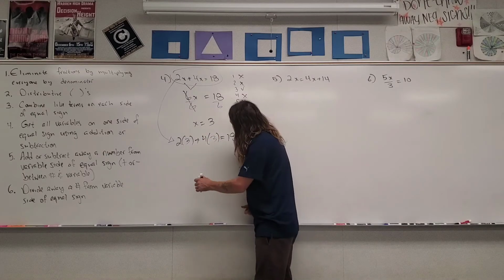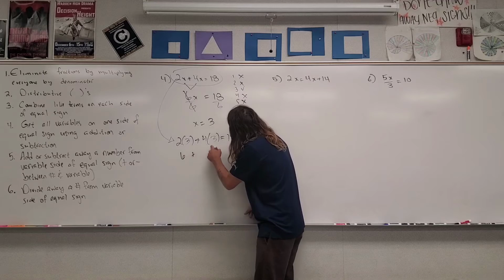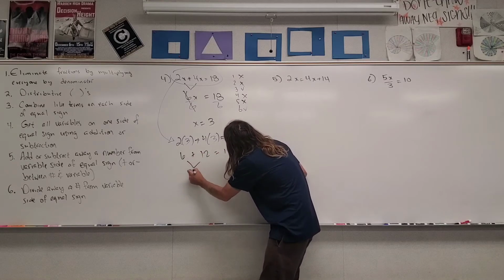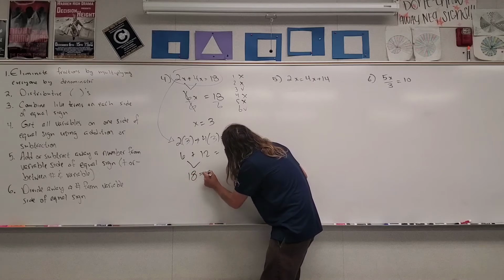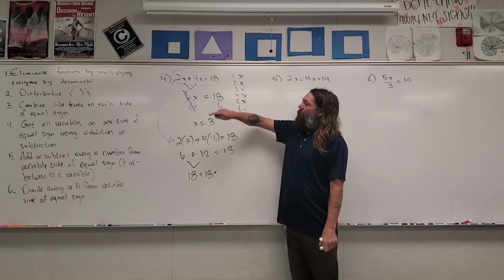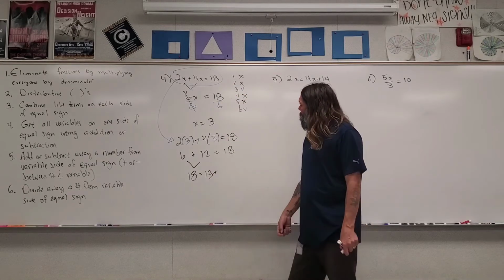2 3s is 6, 4 3s is 12, and 6 and 12 get me to 18, and 18 equals 18. That's true. So I have the correct answer for that problem. All right? That's what I'm looking for in number 4.